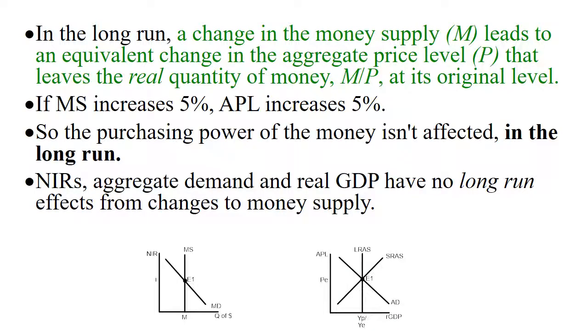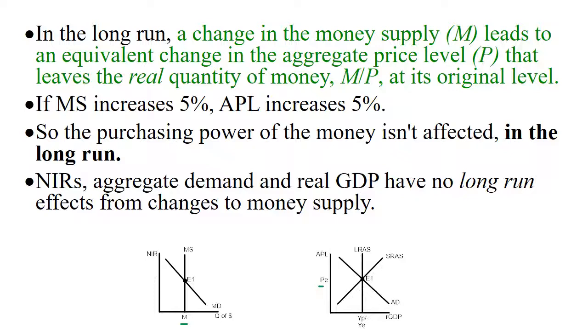To see why classical economists feel the way they do about only focusing on the long run and completely ignoring short run effects, let's see what happens to money and the ADAS model in the long run. First of all, in the long run, a change in money supply, which is M because the quantity of money supply down here is M, leads to an equivalent change in the aggregate price level, or P. That will leave the real quantity of money at its original level. Now, we have not talked about the real quantity of money. That's a new concept, so we'll get to that in a moment. First, let's walk through these shifts.